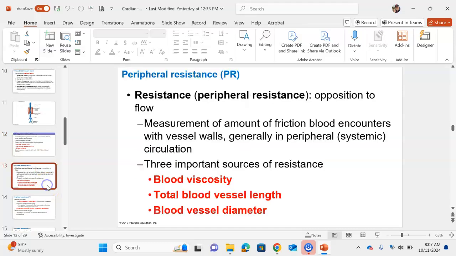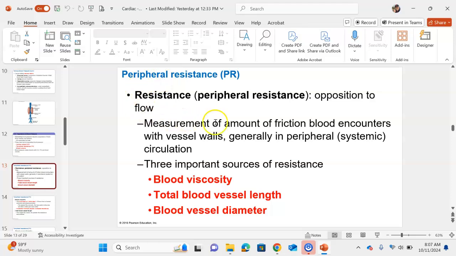All right, so resistance or peripheral resistance, you will hear also called TPR, total peripheral resistance. I believe in my third lecture video, when I encouraged you guys to watch that other video, that nurse that was talking about cardiac output, she mentioned and called it total peripheral resistance, or TPR.